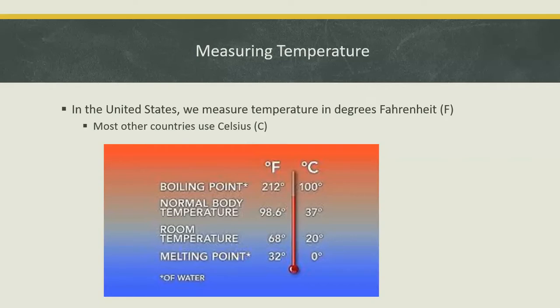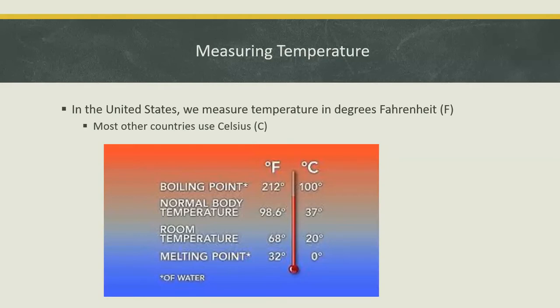So first, let's talk about when water boils. When water boils in Fahrenheit, that's at 212 degrees. The opposite extreme of that is when water freezes. They wrote it here as the melting point, in other words, when ice changes to water. And that happens at 32 degrees. In between there, we have a couple other key points. Typically, your room in your house is between 68 and 70 degrees, and your body temperature is 98.6.